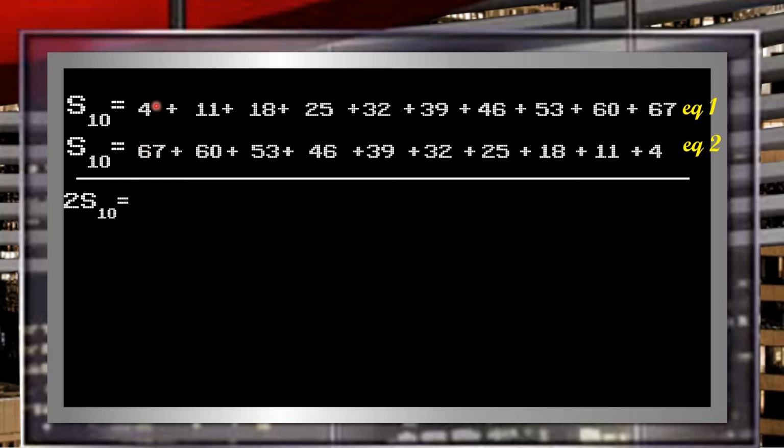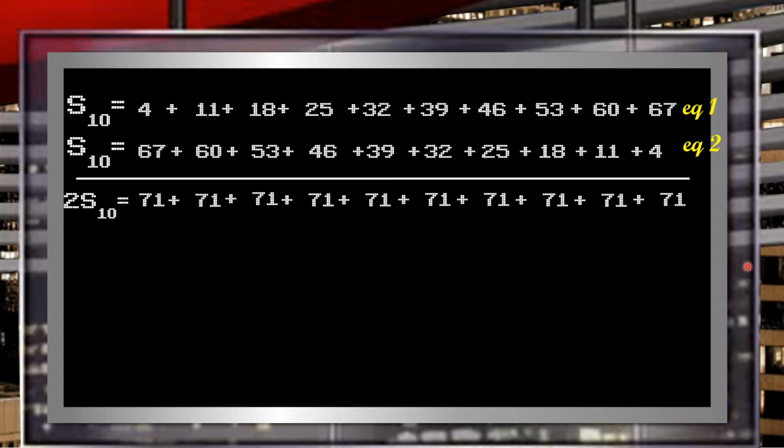And if I am going to add 4 plus 67, I have 71. 11 plus 60, so we have 71 as well. Plus 18 plus 53, plus 71, 25 and 46, 71, 32 and 39, so plus 71 ulit, 39 and 32, 71 ulit, 46 plus 25 plus 71, 53 plus 18 plus 71, 60 and 11, so plus 71, and 67 plus 4 is plus 71. So anong napansin nyo? Yes, puro siya 71.